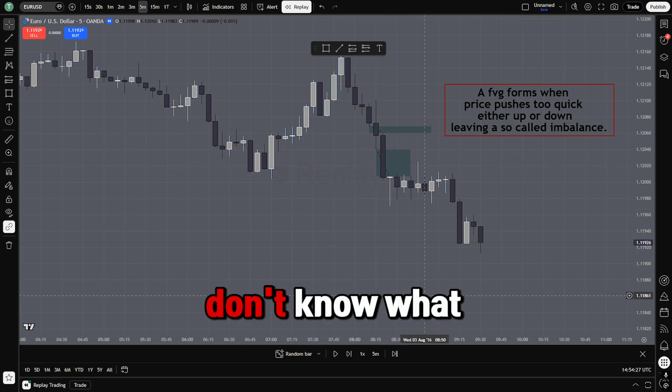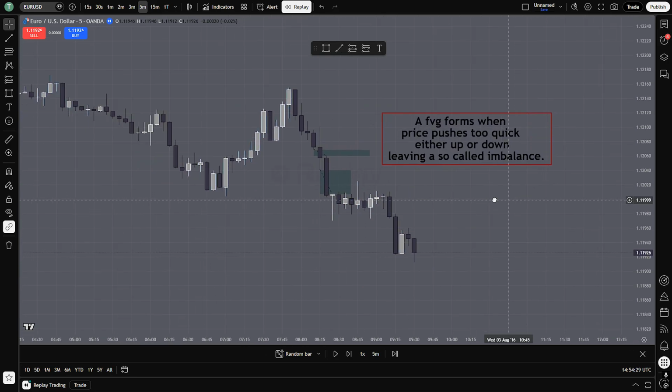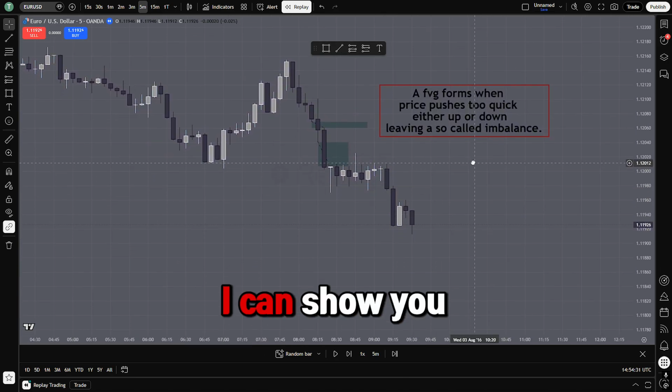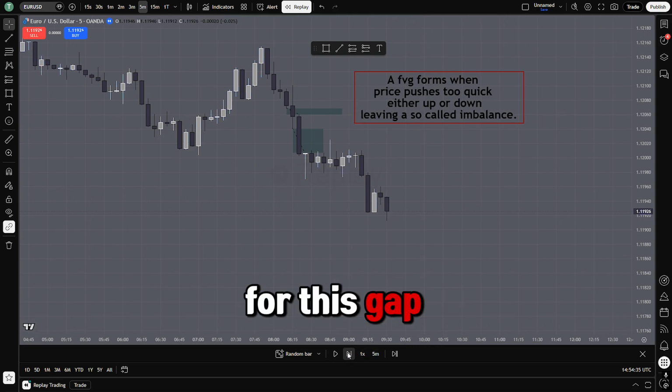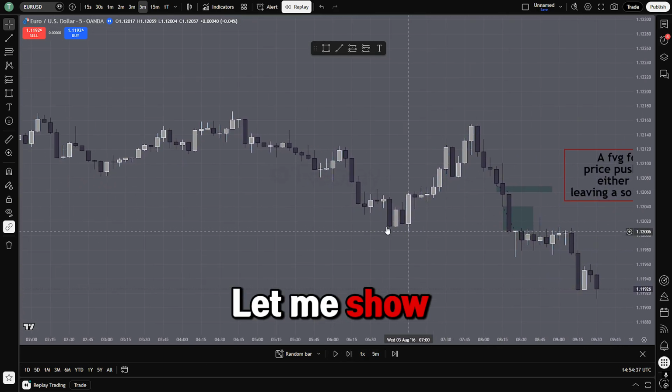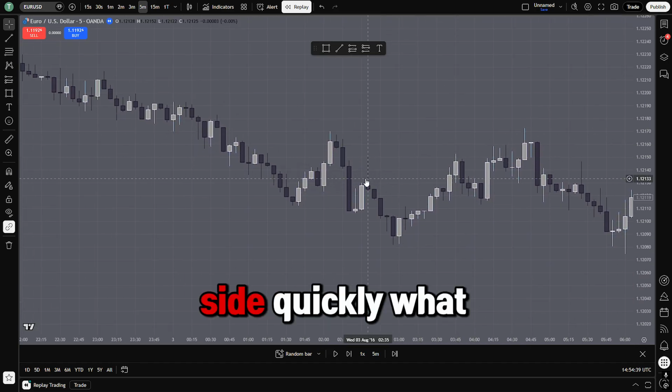I really don't know what more to explain. I can show you guys how we keep looking for this gap. This is the sell side. Let me also show you quickly the buy side.